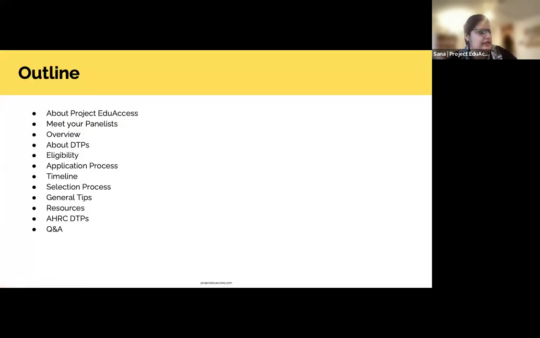So this is how the outline for the session looks today. I'm quickly going to take you through the project EduAccess, how it works. I'm then going to introduce you to panelists who will take you through the overview of this council studentship, discuss its eligibility, application processes, timeline, selection process, general tips, resources, and a word on AHRC DTPs. And then finally, we move to the question and answer session.